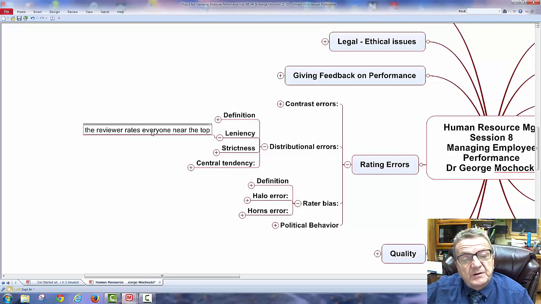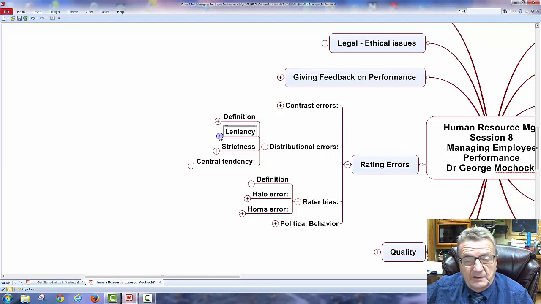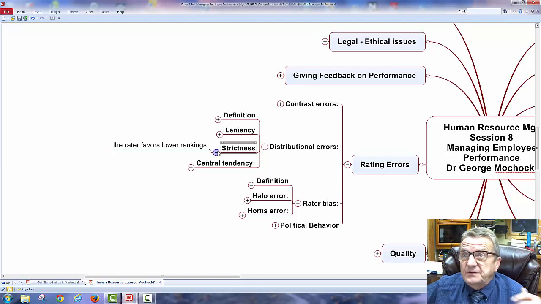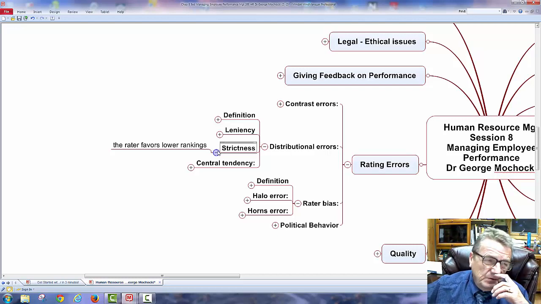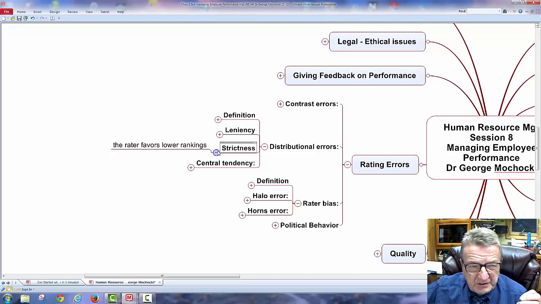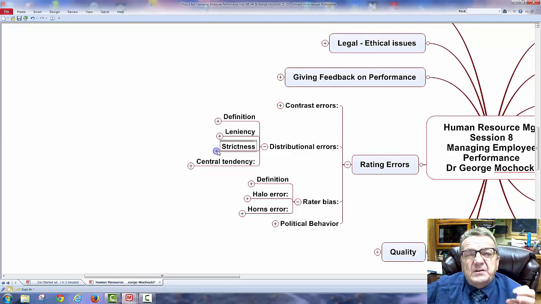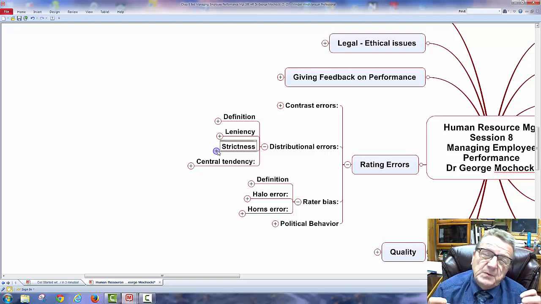Leniency: the rater rates everyone near the top because they don't want to hurt anybody. Strictness: the rater is overly strict and doesn't give anyone that ability because they're such a perfectionist. Usually those types of individuals will make poor raters and poor managers. A perfectionist, we want that quality, but when you're dealing with people, most people won't achieve that perfection. It takes over time. You get there over time, and now you want that perfect individual.